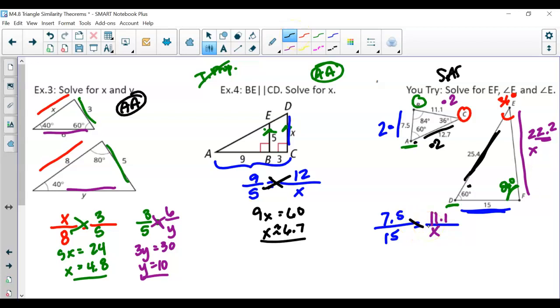So here I've got 7.5 times X. So now you end up with 7.5X is equal to 15 times 11.1, which will get you 166.5. Now notice we're solving for X, so what do we need to do? Divide by that 7.5. And when you divide, notice how you should have also gotten 22.2, which is the same we got here, showing that same scale factor.